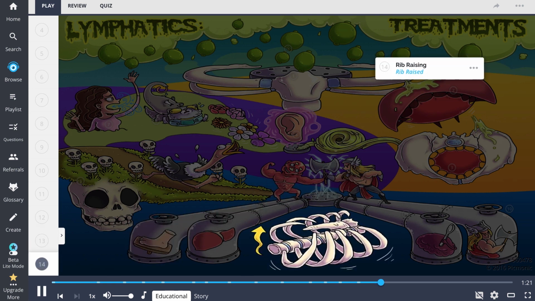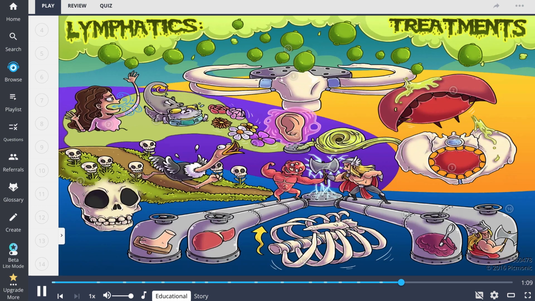The last technique is known as rib raising, shown by these ribs raised from the ground and spreading apart from the lime juice pouring out of the earth. This works indirectly on the lymph system by normalizing sympathetic output. So, to summarize, lymphatic treatments fall into three categories: diaphragm release, HEENT, and mechanical techniques.